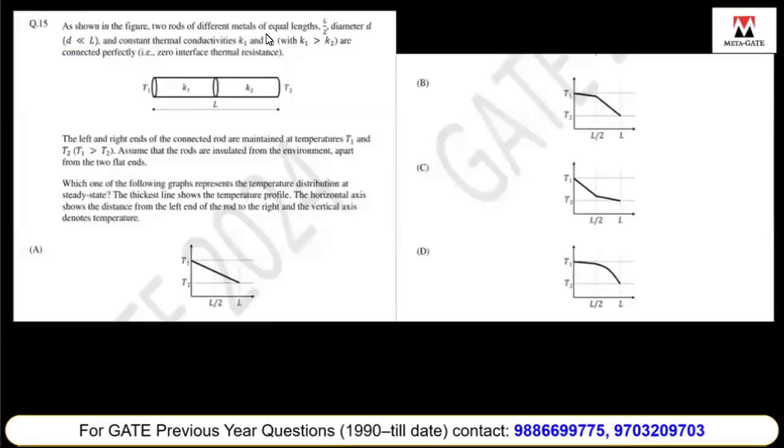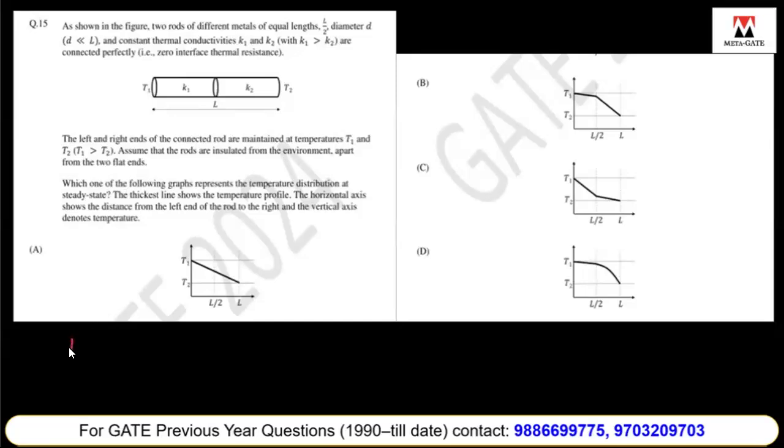As shown in the figure, the two rods of different metals, of equal length L by 2 and diameter D, have constant thermal conductivities K1 and K2, where K1 is greater than K2, and are connected perfectly with zero interface thermal resistance. The left and right hand ends are maintained at temperature T1. Assume the rods are insulated.